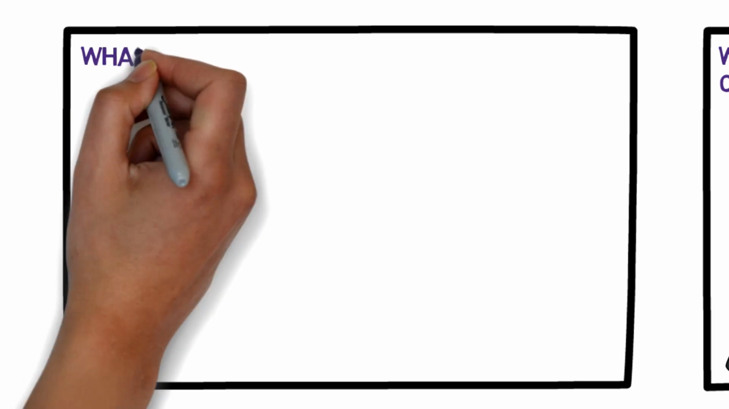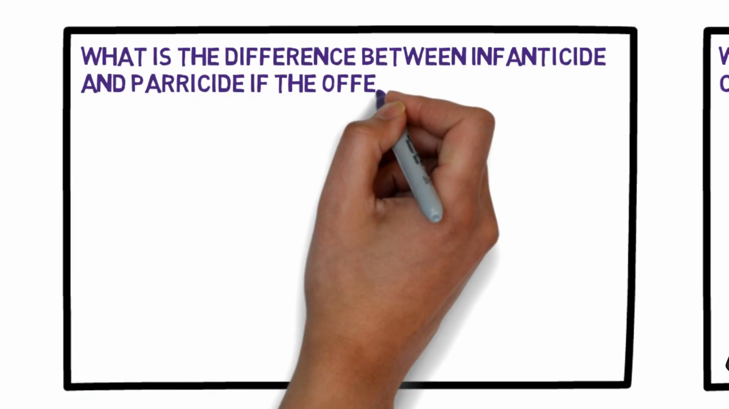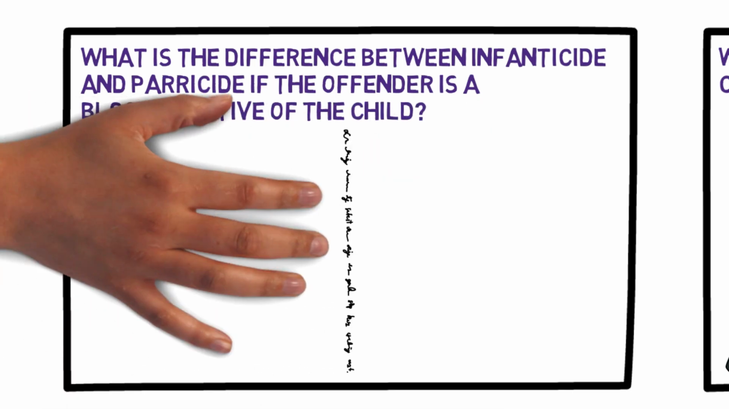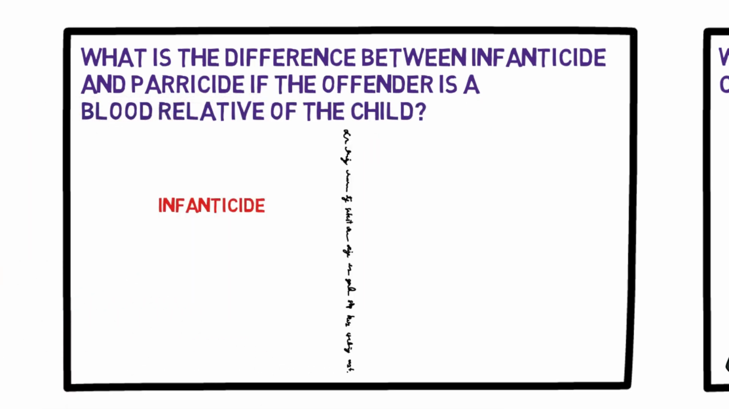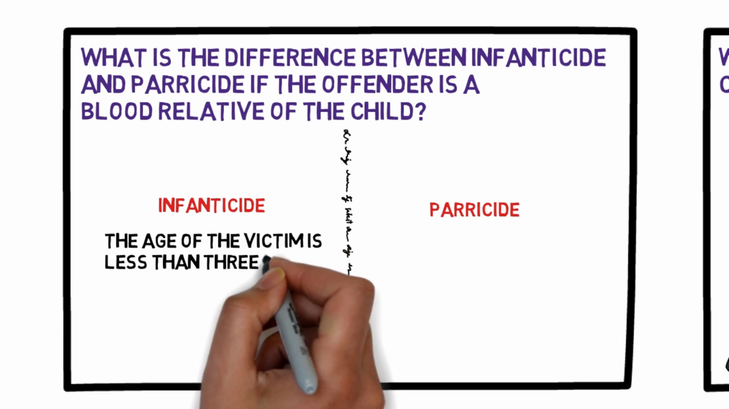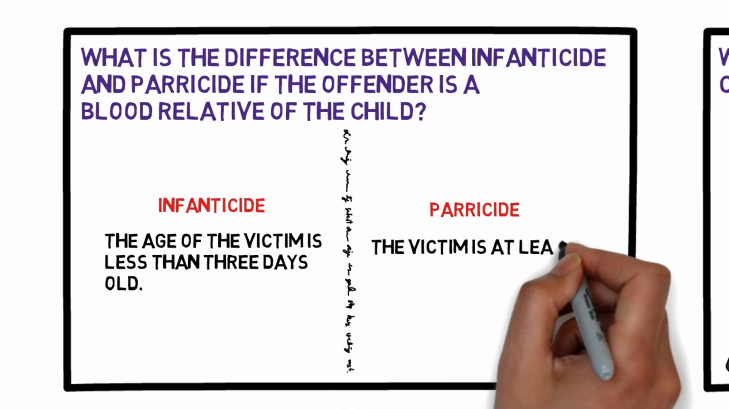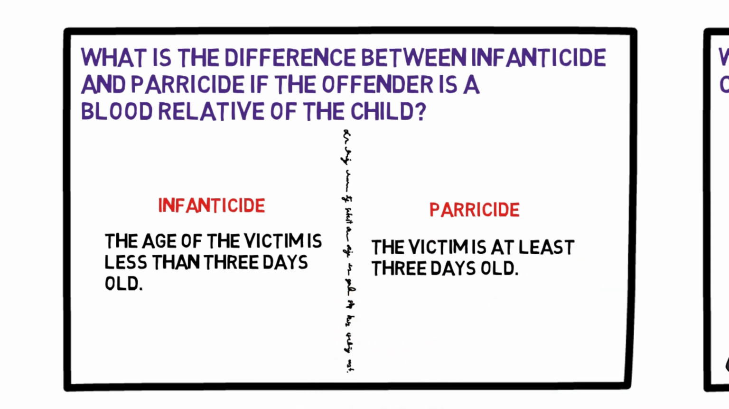What is the difference between infanticide and parricide if the offender is a blood relative of the child? As to age of the victim. In infanticide, the age of the victim is less than 3 days old. While in parricide, the victim is at least 3 days old.